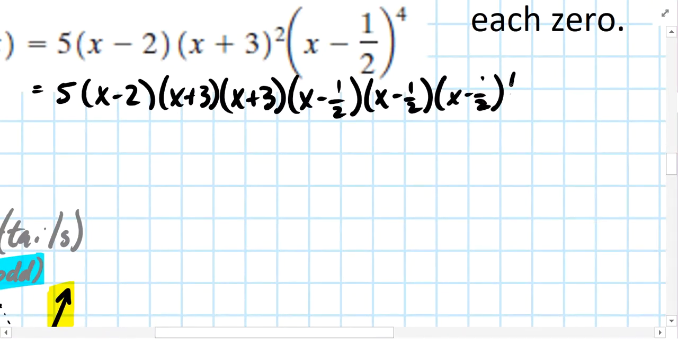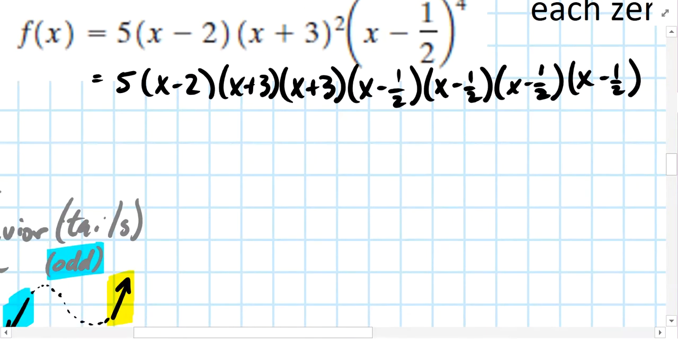So one option and one pattern that presents itself after doing lots of work with these polynomial functions is that in order to determine our leading coefficient, all we really have to do is focus on the leading term from each of these factors. If I were to come through and multiply 5 times x, and so on, what I would end up with is 5x to the 7th power.